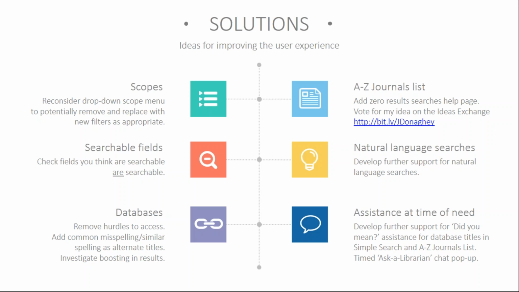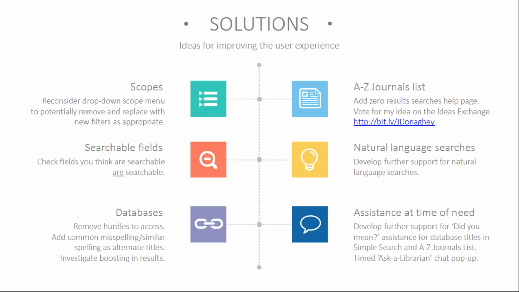I feel that Google can handle variant spellings of databases, so I would like to explore what options are available to support this more in the future. Even if spelt correctly, databases may not appear as number one in the results, so we've actually started investigating how we can boost our databases in the search results.